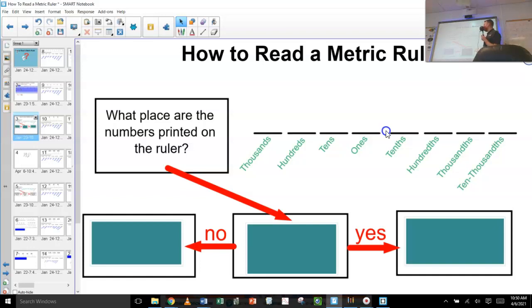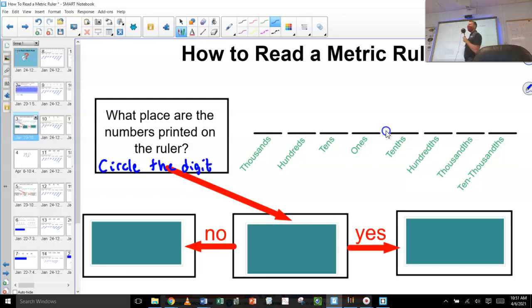Here's the thing I want you to do next. You see this box here? Write this down. What place are the numbers printed on the ruler? So in that box, what place are the numbers printed on the ruler? And I'm going to write this: circle the digit. So maybe write that, circle the digit. You'll see what I mean in a second. I'm going to apply these rules to measuring.